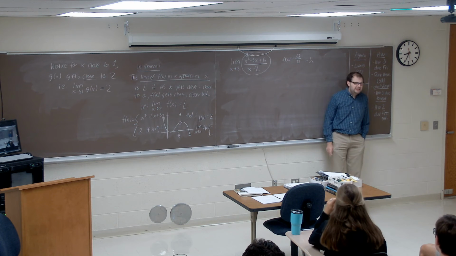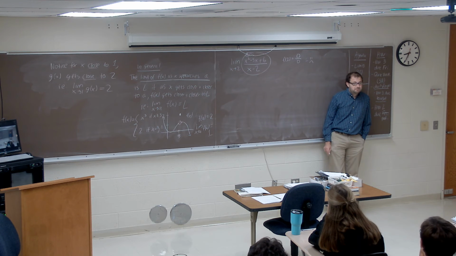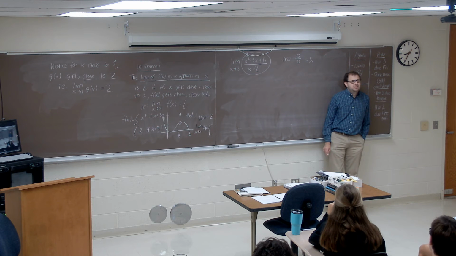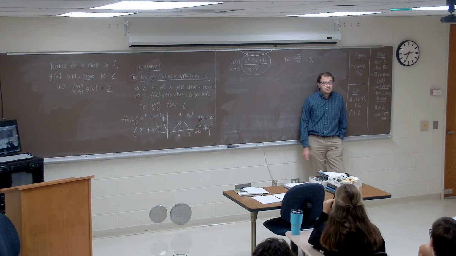So, anybody have any ideas? And in fact, spoiler alert, that is going to happen in this case. Does anybody have any ideas? How would you find the y value that f of x would be getting really close to for values of x that are near 2?